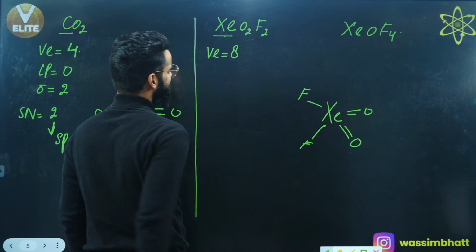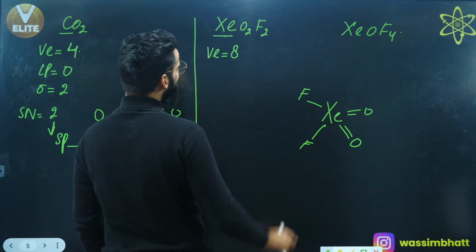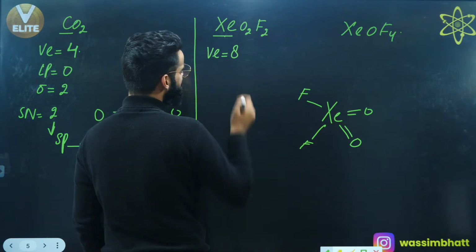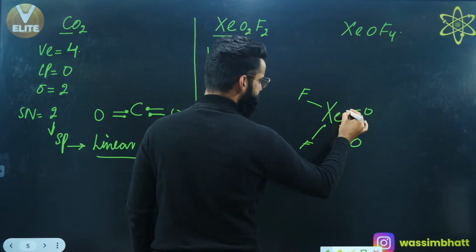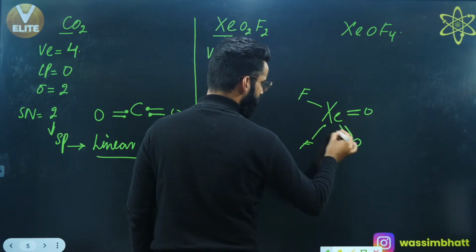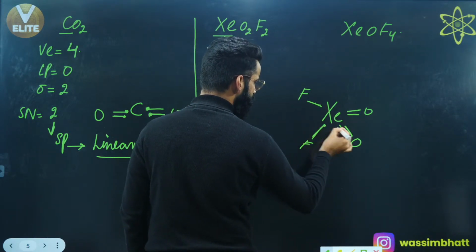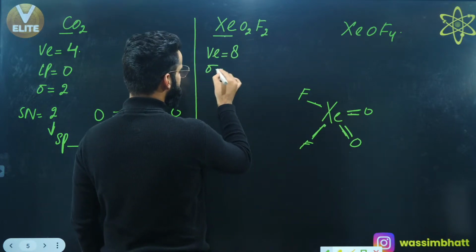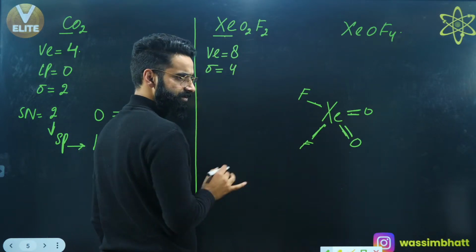Now have a look exactly. How many sigma bonds is xenon forming? See, there is 1 sigma, 1 pi, 1 sigma, 1 pi, sigma, sigma. 1, 2, 3, and 4. So 4 sigma bonds are being formed.